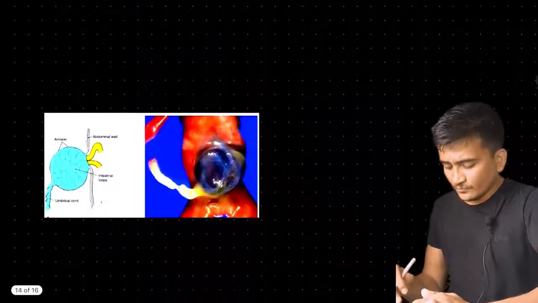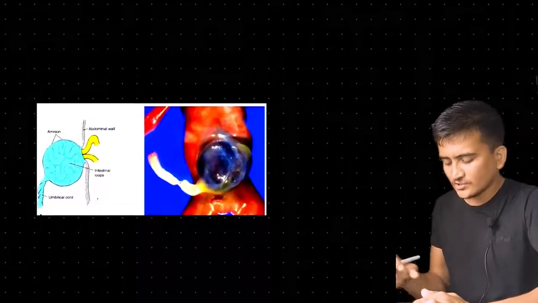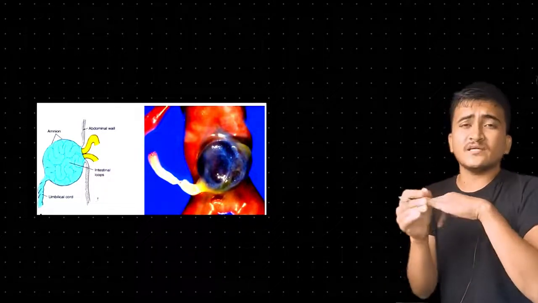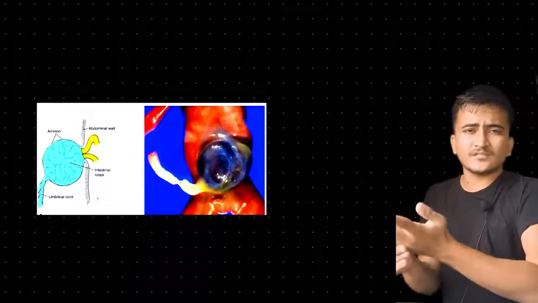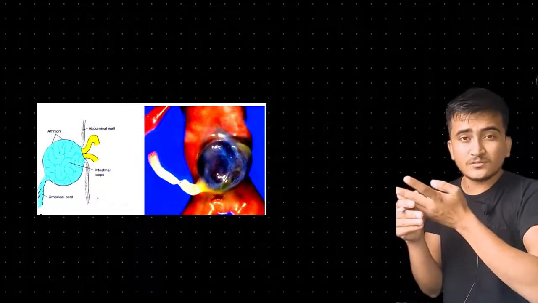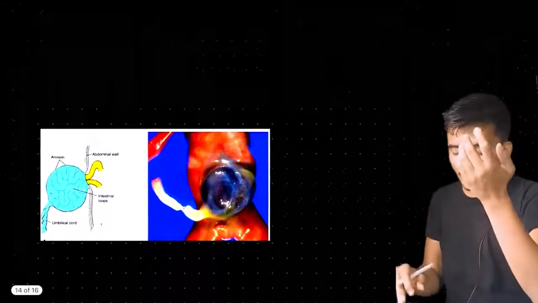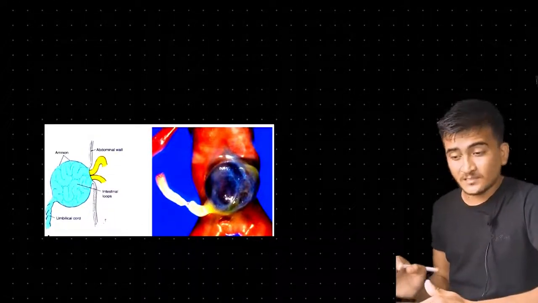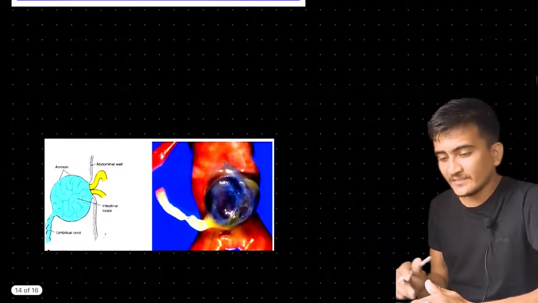Now moving forward, what is this structure? We talked about three anomalies. What are the three anomalies? Meckel's, we talked about urachus, and we talked about gastroschisis. Gastroschisis we have talked about, and now the remaining one is omphalocele.